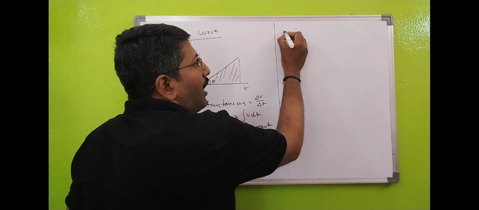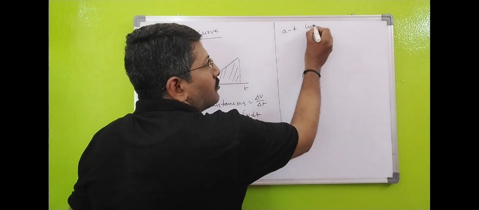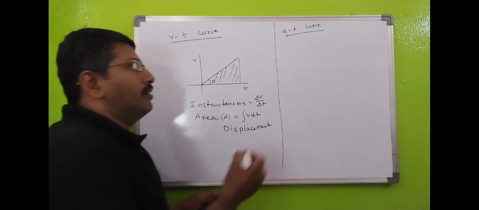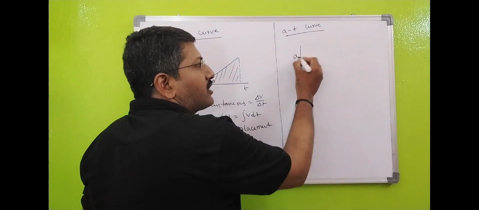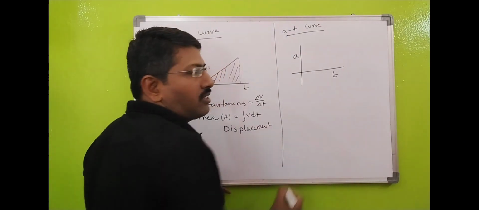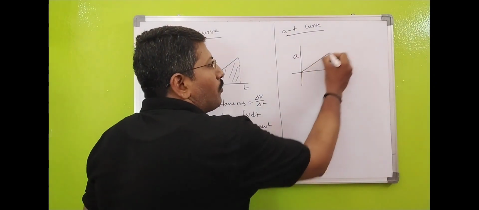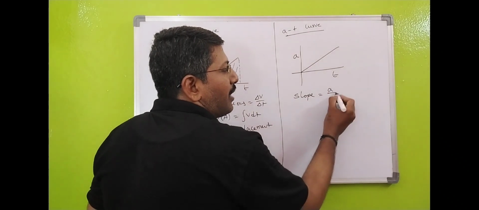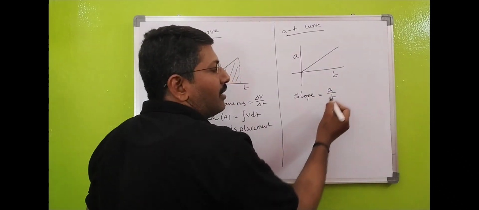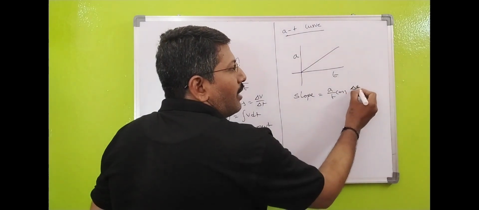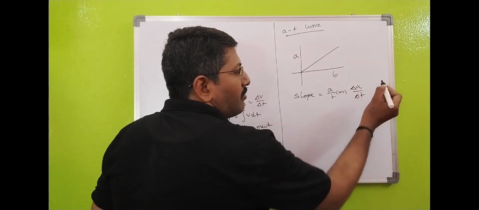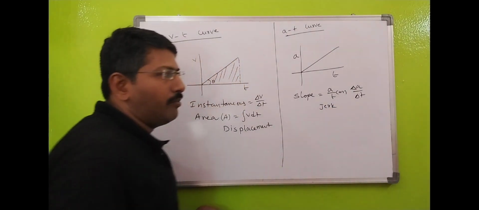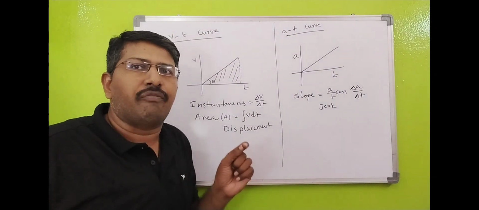the acceleration and time curve. If I draw the acceleration on the y-axis and time on the x-axis, the slope represents delta a by delta t. So we call it jerk. Jerk is not in the syllabus. Simply, the rate of change of acceleration we call jerk.